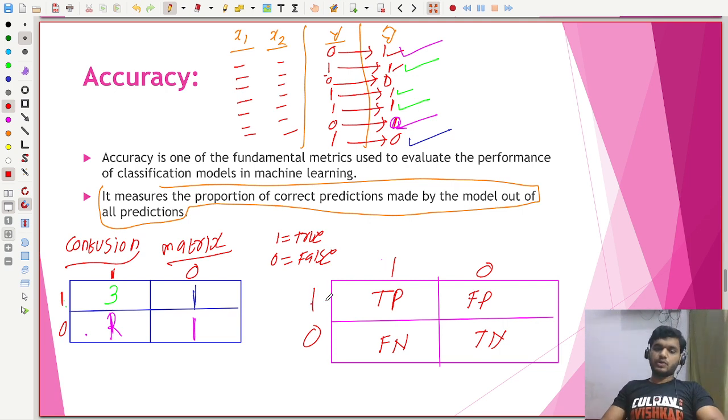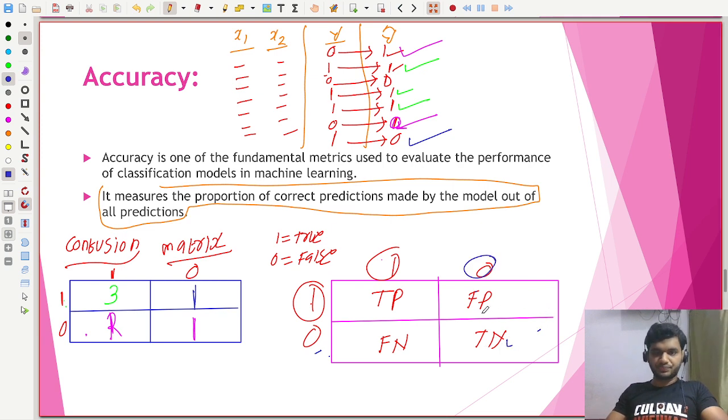Because for 1 1, our actual is 1 and predicted is 1, so it is true positive. If your actual is 1 but we predict 0, it is false positive. If actual is 0, that is false, but we predict 1, that is false negative. If 0 0, our actual is false and predicted false, so it is true negative. Okay, so you remember it like this.